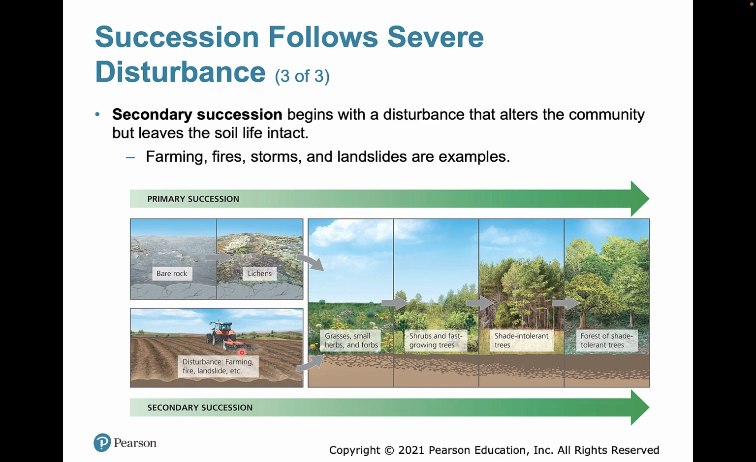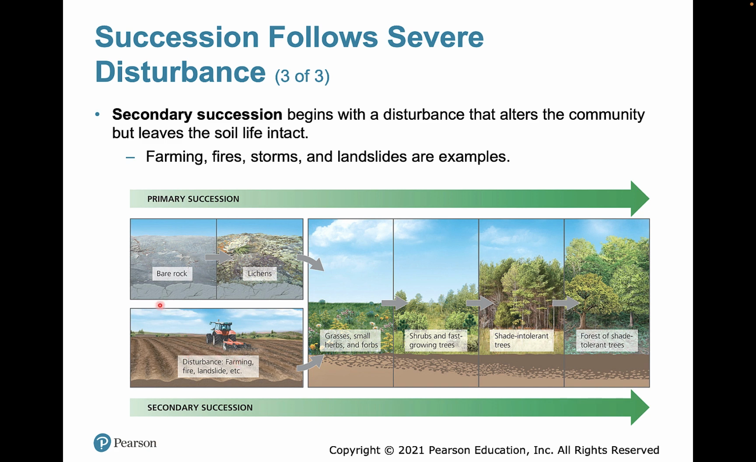And that happened on the property that I live on. My dad farmed the field for a very long time. It was an established field from the 40s until the 70s when he decided to stop farming it. And then what wound up happening over the course of time, there was still soil left behind. There was plenty of soil left behind because it was a field.